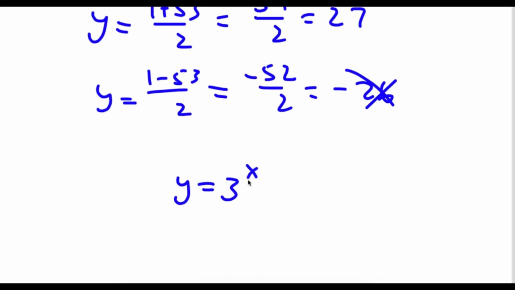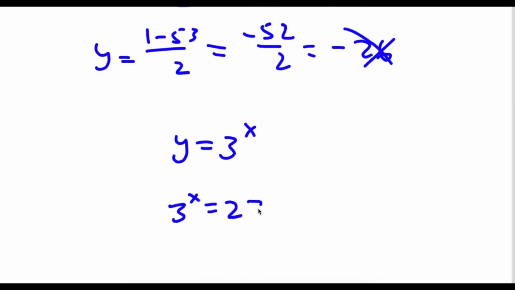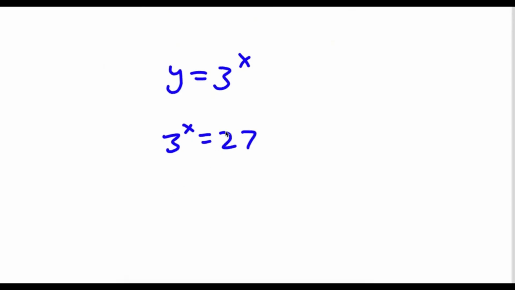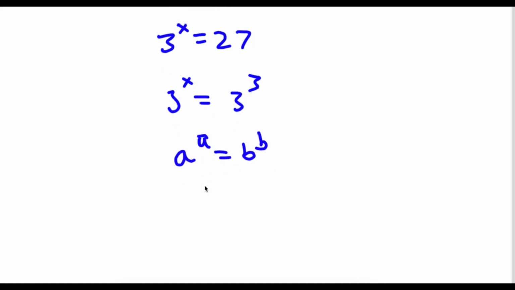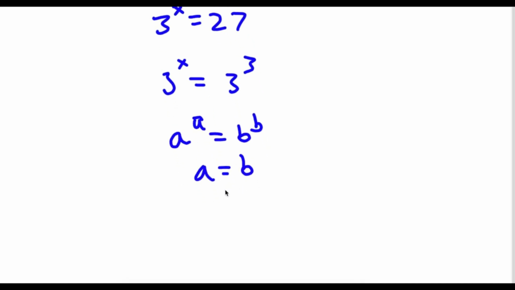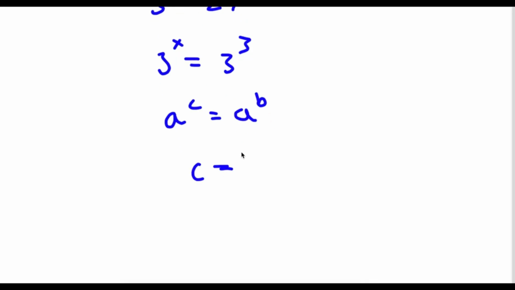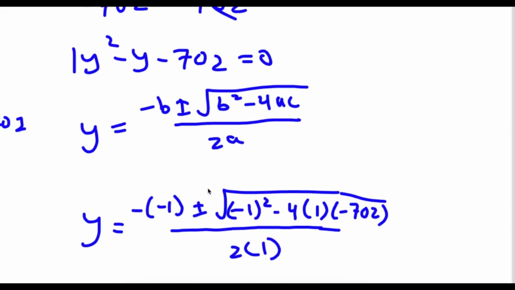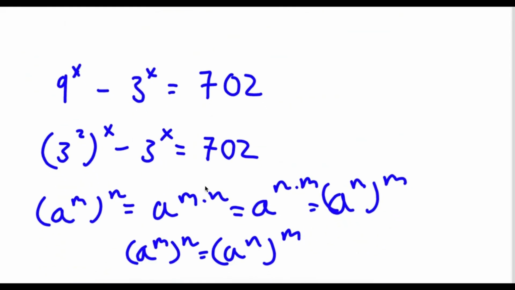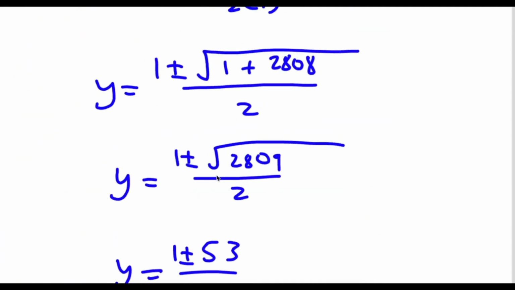So now remember how y equals 3 to the power of x. Now I have 3 to the power of x is equal to 27. Now 27, this is the same thing as 3 to the power of 3. So now 3 to the power of x is equal to 3 to the power of 3. Sorry. If I have something in the form a to the power of c is equal to a to the power of b, this means that c is equal to b. So in this case, x is equal to 3. So that is our answer.